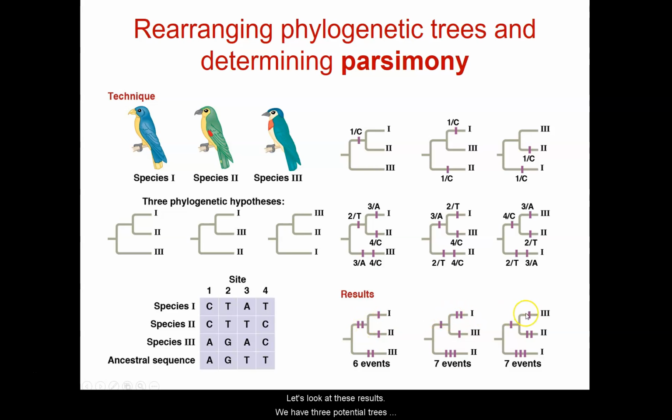We have three potential trees that relate to these original three hypotheses. So all of this data here, which was created from this genetic data here, gives us three different results based on our phylogenetic hypotheses, which ask the question, which is the most parsimonious?